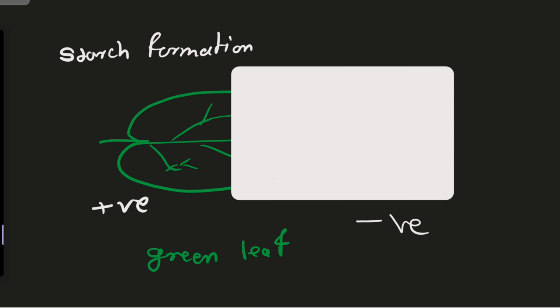This clarifies that photosynthesis occurred only in green parts of the leaves and in the presence of sunlight.